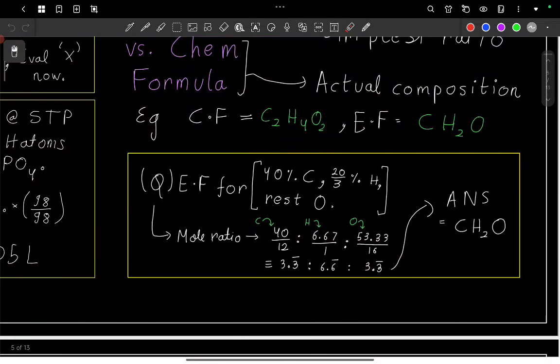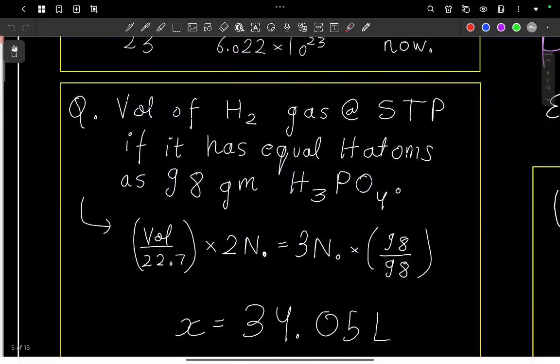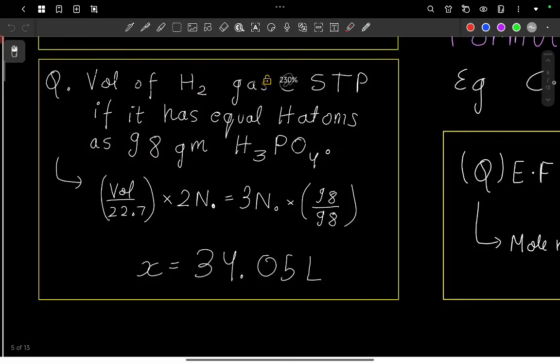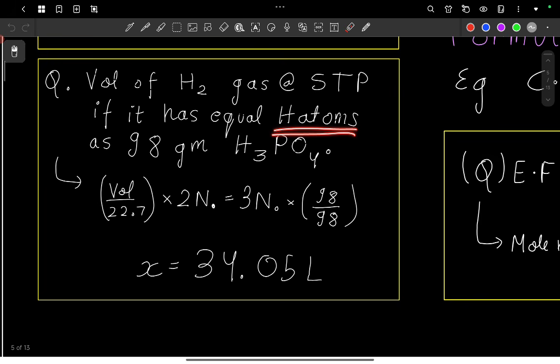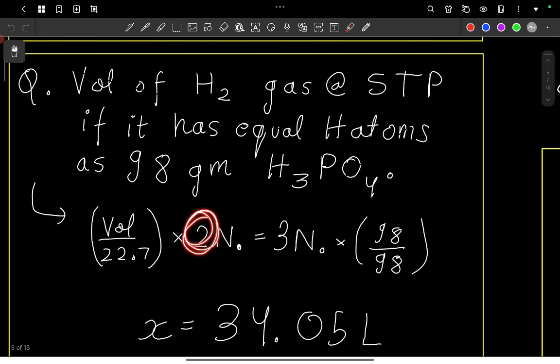This is a question on how to find empirical formula. Do check it out and tell me if you have any doubts. This is again a question on how to find the mass of these many sodium atoms. And this is a question where you see the question: volume of dihydrogen gas at standard temperature and pressure if it has as many hydrogen atoms as 98 grams of this acid. We just see that if it has an equal number of H atoms, and one mole of dihydrogen has 2 atoms, so we multiply by 2 here, and N naught is to convert moles into molecules.